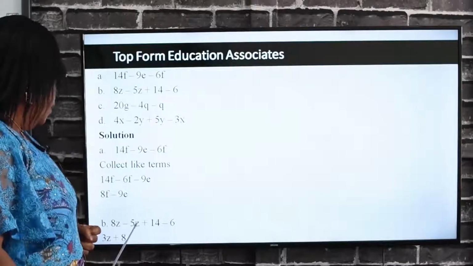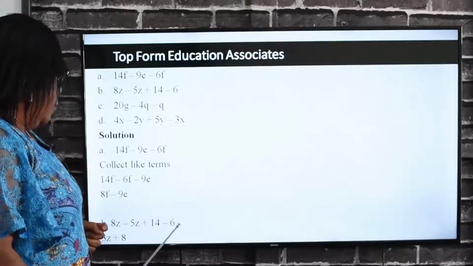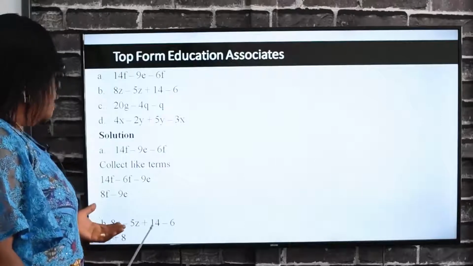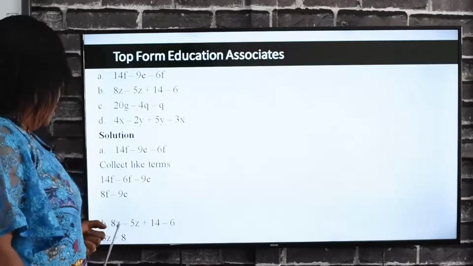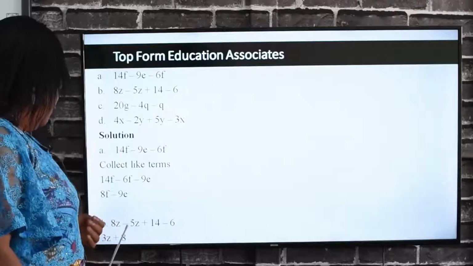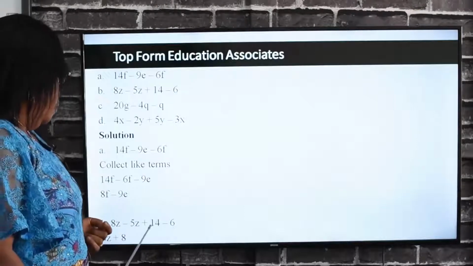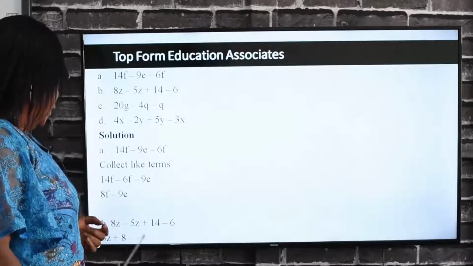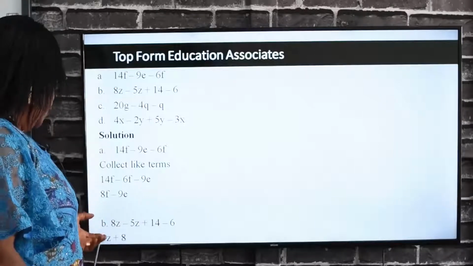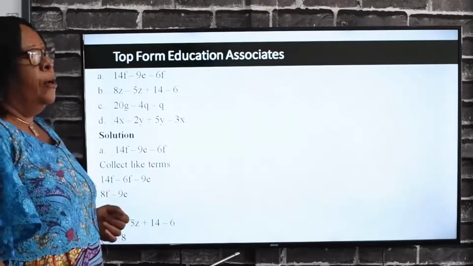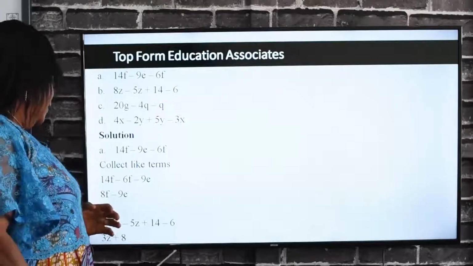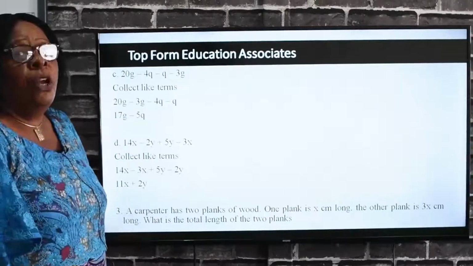Question number B. 8z minus 5z plus 14 minus 6. Now, this one has been collected. So 8z minus 5z is 3z, plus 14 minus 6 is plus 8. 3z and 8 are not like terms. So the answer is 3z plus 8. Question number C.